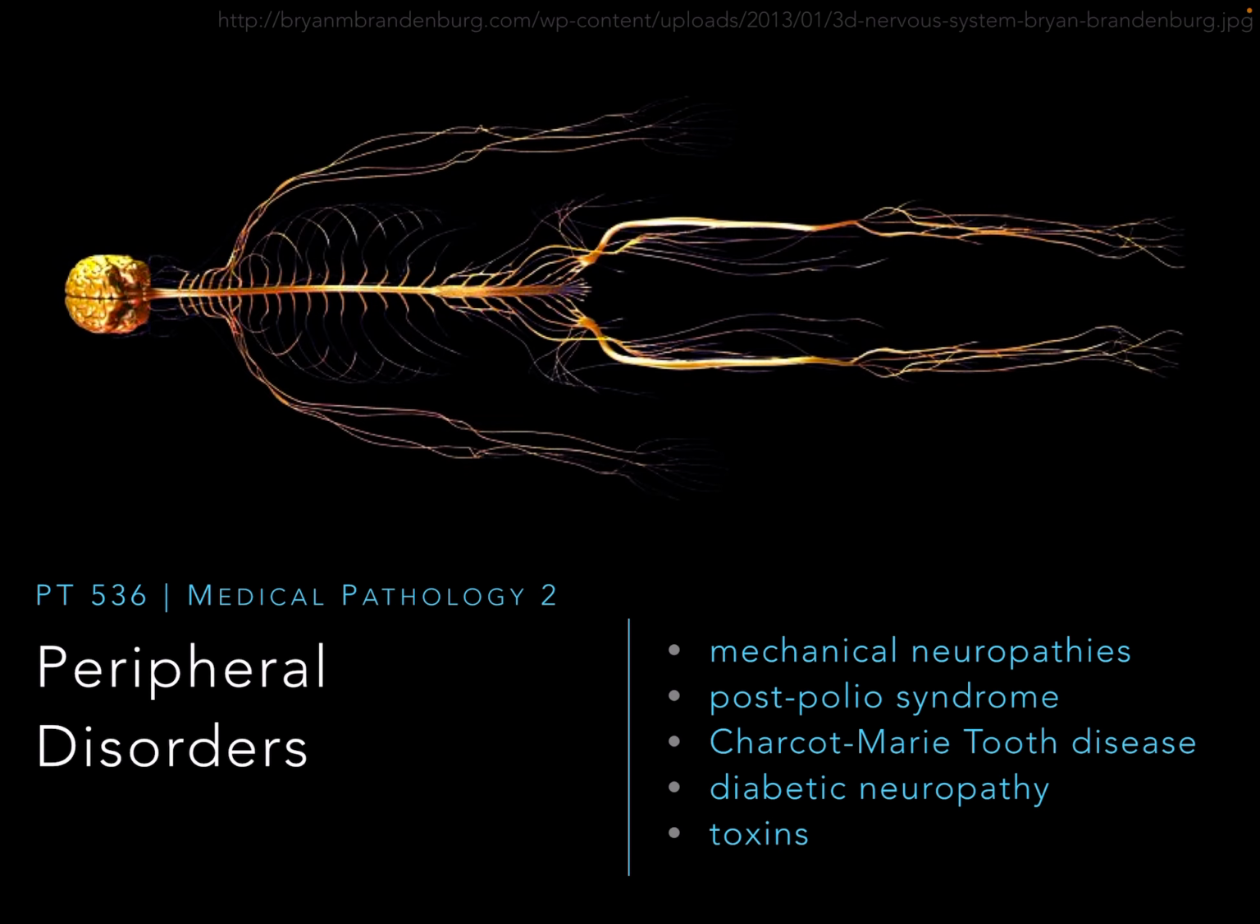Then we'll cover post-polio syndrome, which is the loss of lower motor neurons many years following a polio infection. Charcot-Marie-Tooth disease has two variants, and both of them cause peripheral neurodegeneration. Diabetic neuropathy occurs downstream of diabetes. This can occur in both type 1 and type 2 diabetes. And there are several patterns of diabetic neuropathy possible. We'll end the talk with a mixed bag of toxins that can affect our peripheral nervous system.